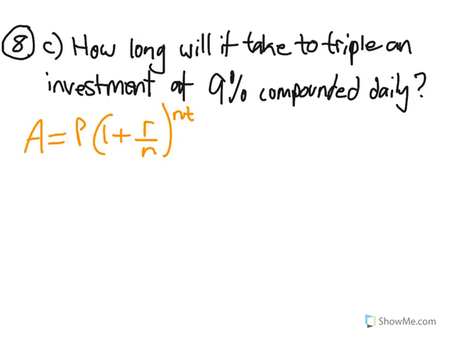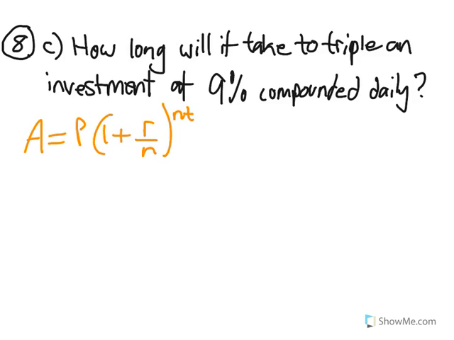N is the number of times it's compounded per year, and T is the number of years. Now the tricky part about this is we're not given a starting amount. We're saying how long will it take an investment to triple. The classic tricky question is that it doesn't matter, right? Whether we start with 100 or 150 or $10 million, the time to triple will be the same. It doesn't matter what your base is, and I'll show you why.